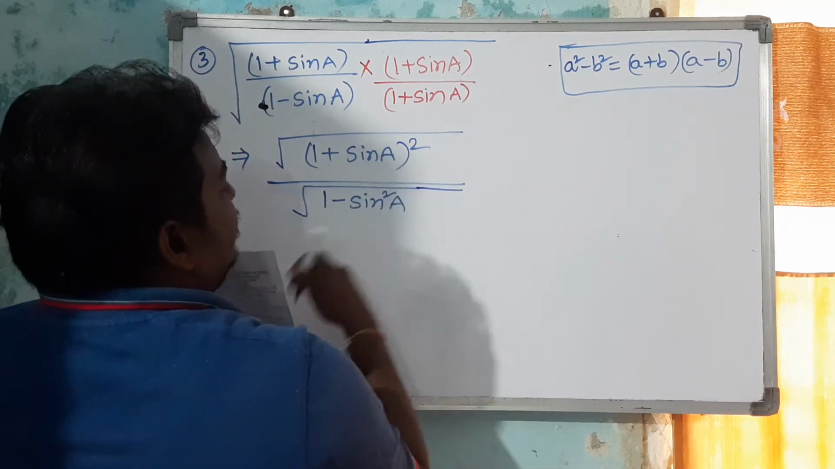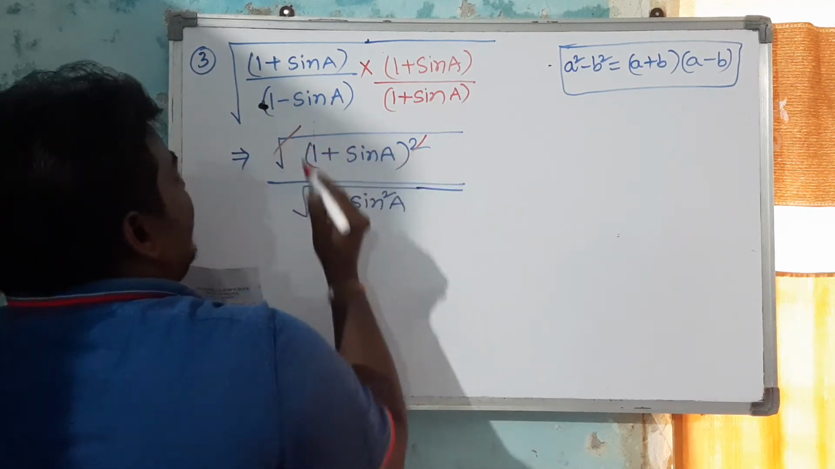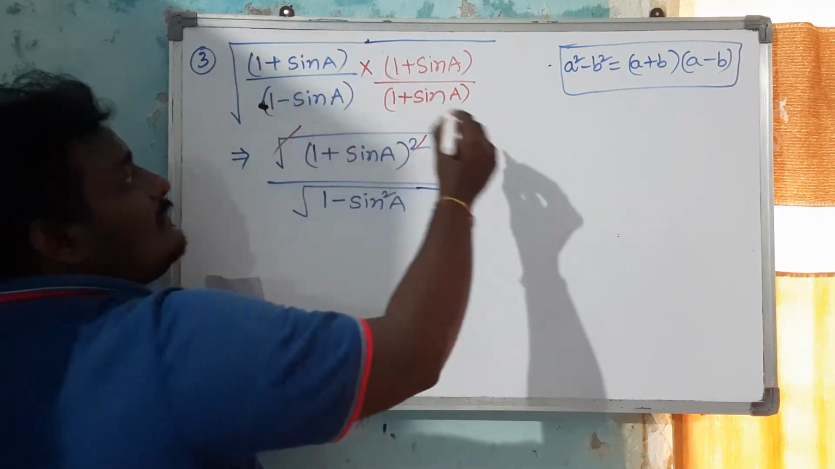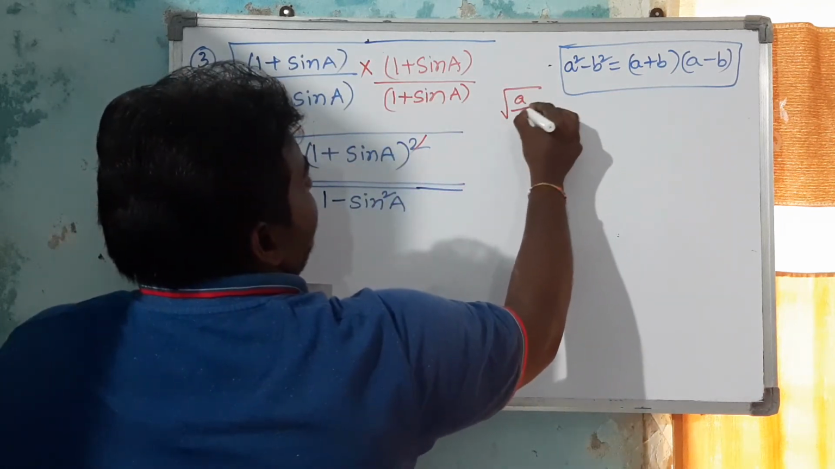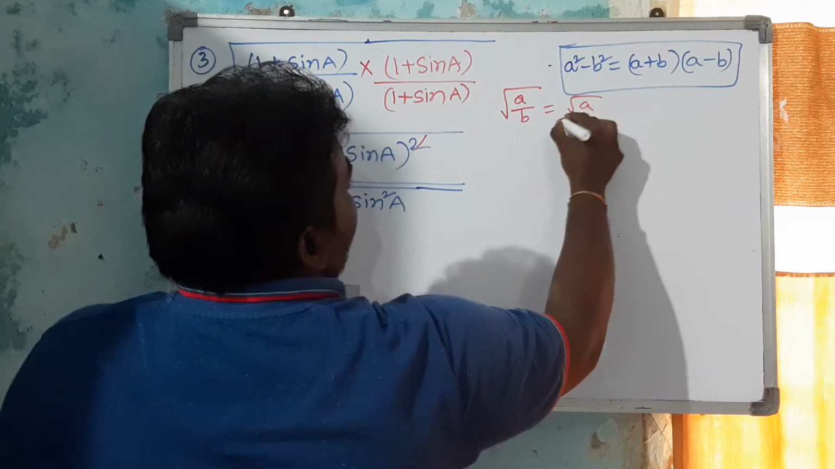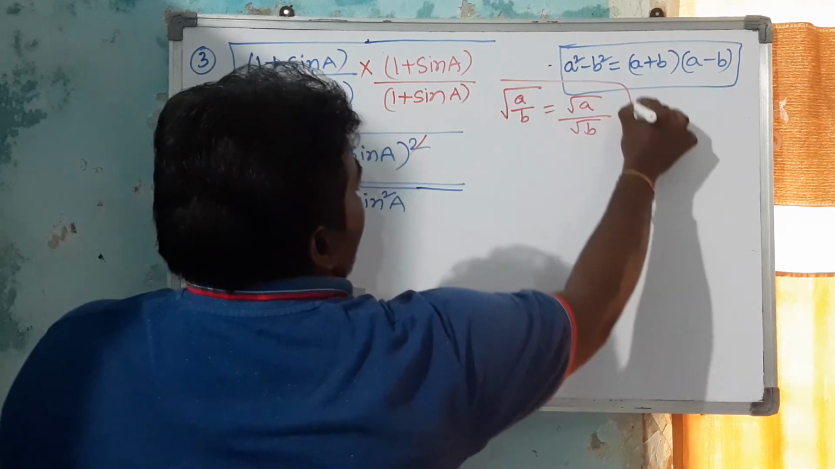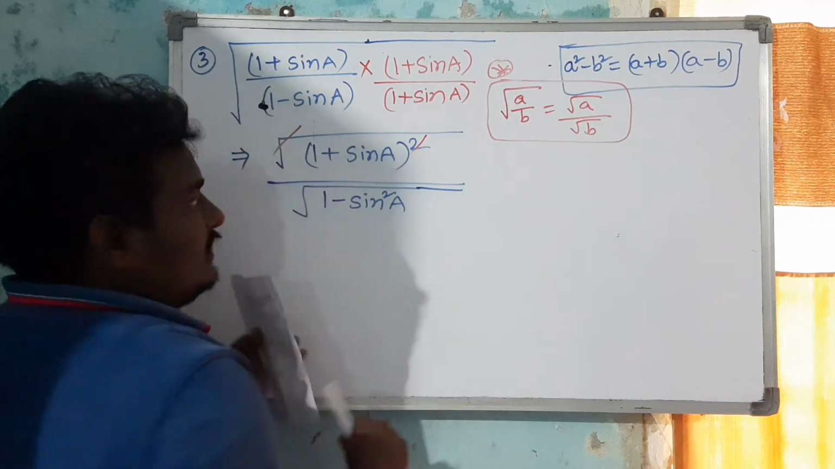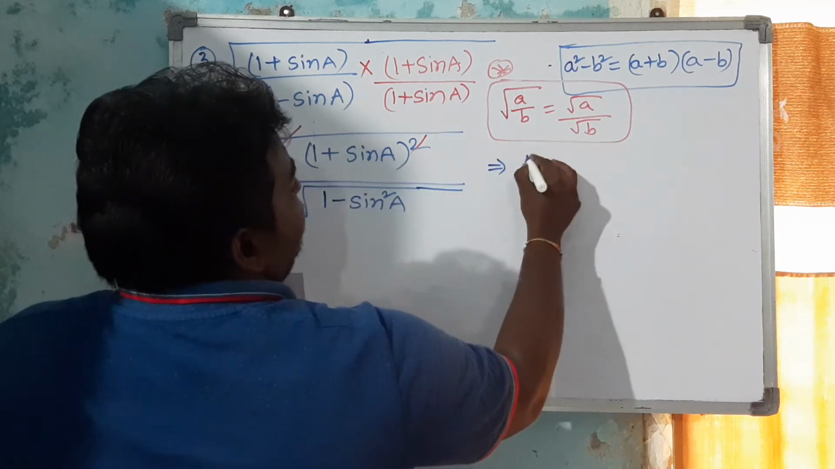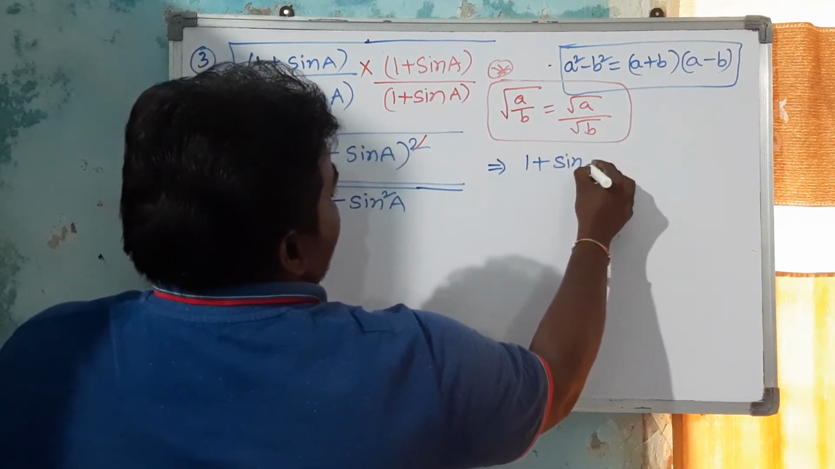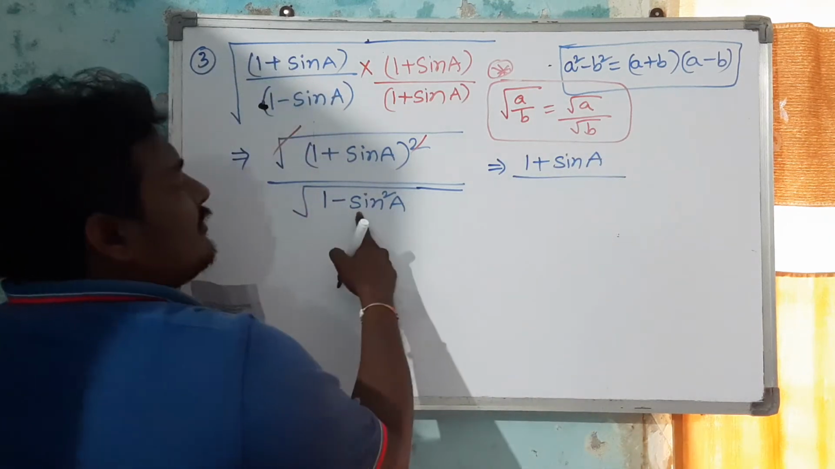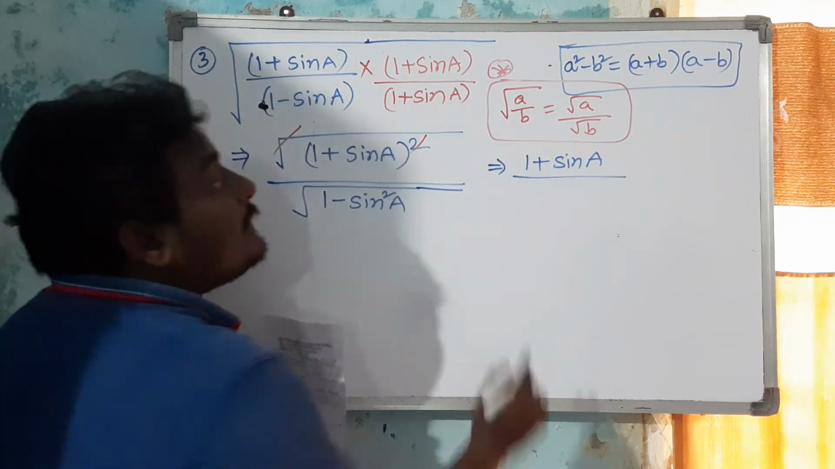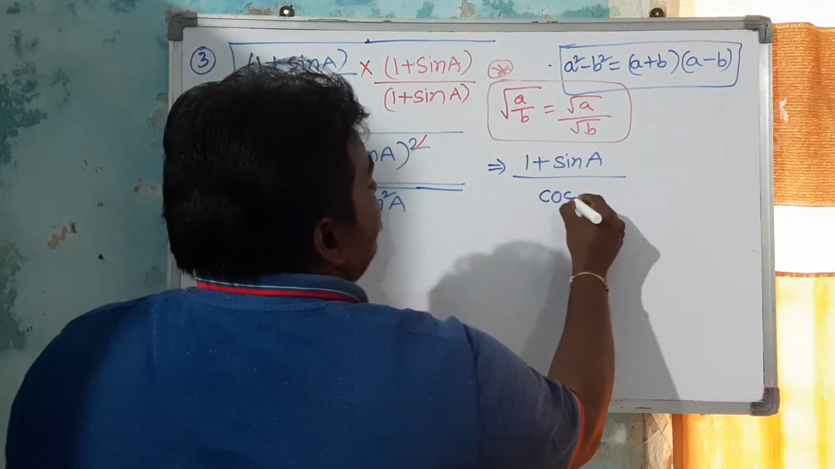So directly the square and root will be cancelled. Square root of a by b equals root a by root b. Okay, this is the formula, for clarification I am telling. So 1 plus sin A will be here, by 1 minus sin square A. 1 minus sin square A is nothing but cos square A.